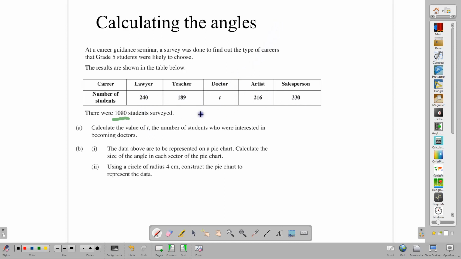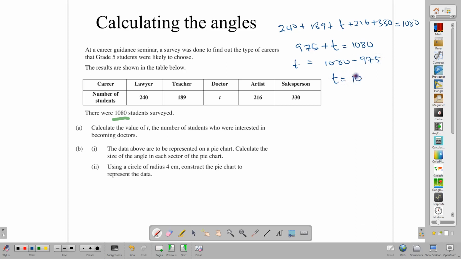So to find our T, we simply go by adding those numbers, 240 plus 189 plus T plus 216 plus 330, and that gives us 1,080. And adding that up gives us 975 plus T, and that is 1,080. And we therefore get T to be equal to 1,080 minus 975, and we're done. T is 105. So 105 persons here.